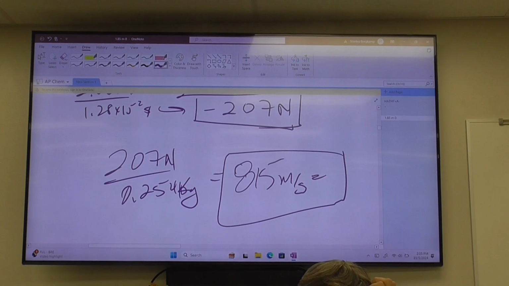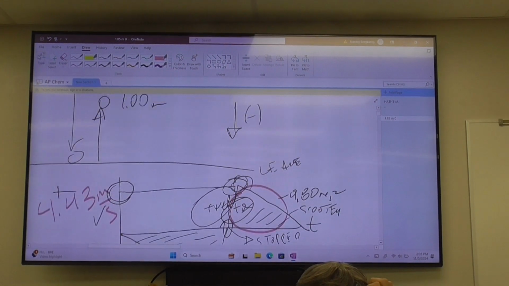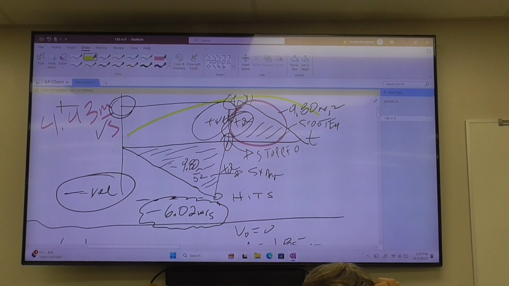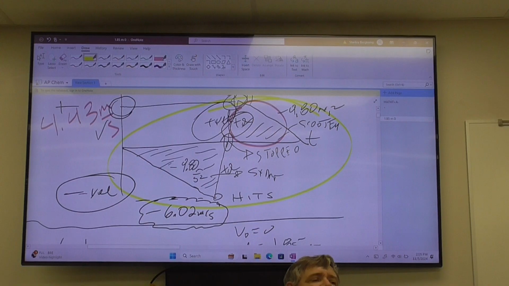Now, Thatcher, since you took this and ran with it, how does that 815 relate to that graph?